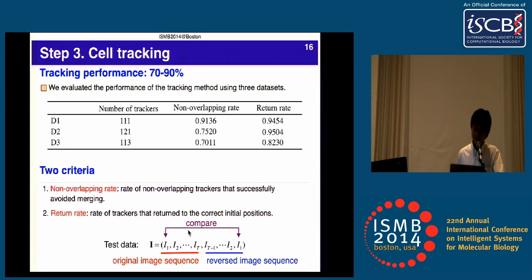We made the test data by joining the original image sequences and time-reversed image sequences like this. And we compare the position of trackers at the initial frame and that of the last frame, and count how many trackers could return to the correct initial position. Okay, so details are summarized in the paper.